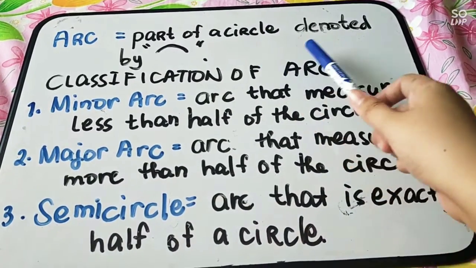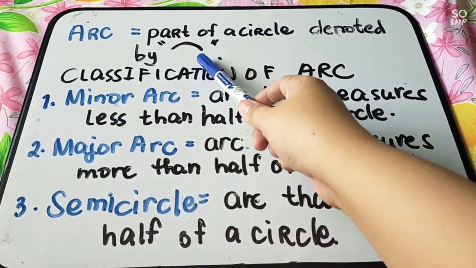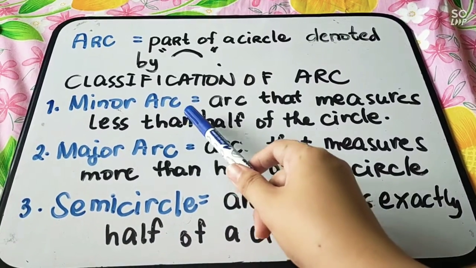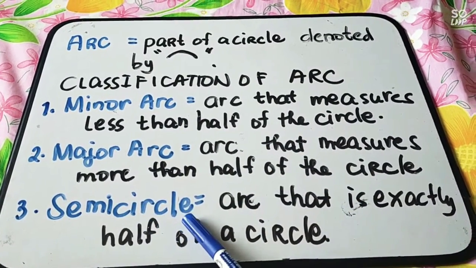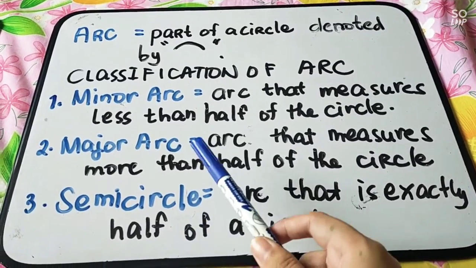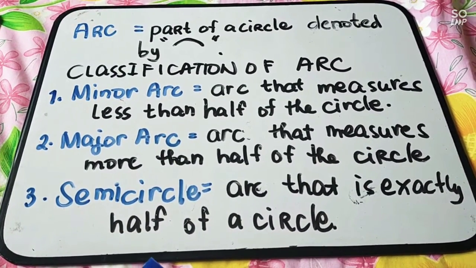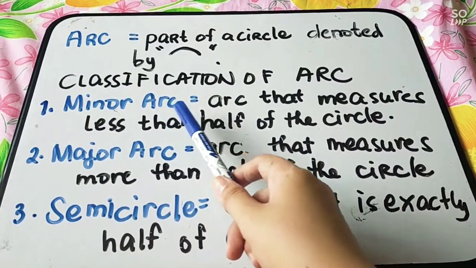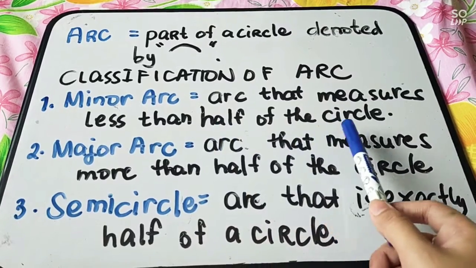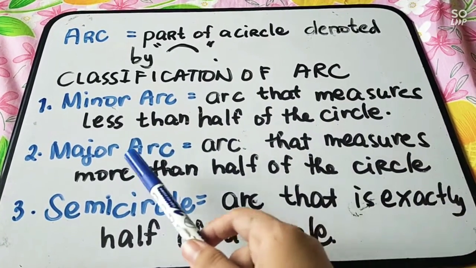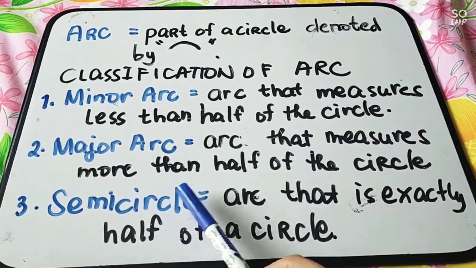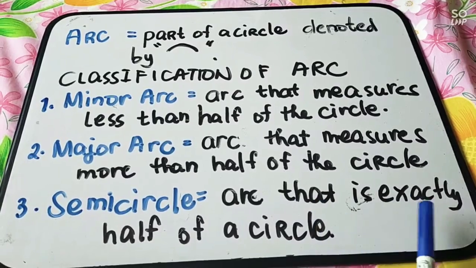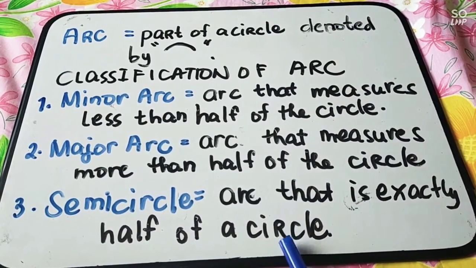So, an arc is a part of a circle denoted by this symbol, a curved line. We have a classification of arcs: minor arc, major arc, and semicircle. The basis here is the measure of the circle. When you say minor arc, it is an arc that measures less than half of a circle. A major arc measures more than half of a circle. And a semicircle is an arc that is exactly half of a circle.